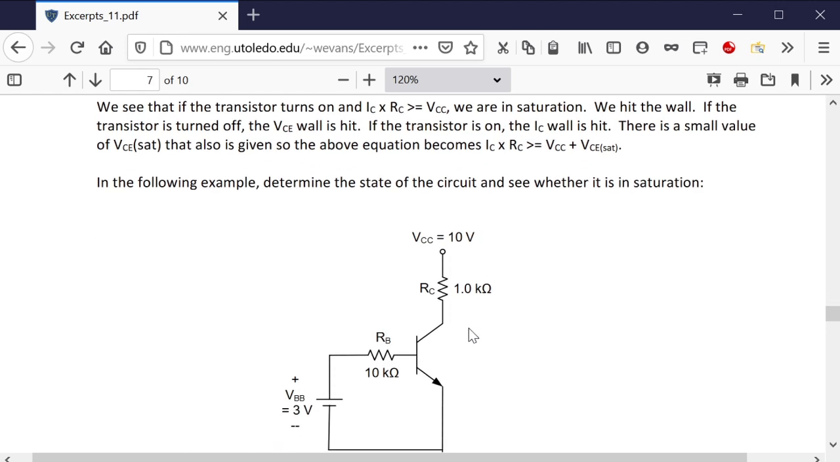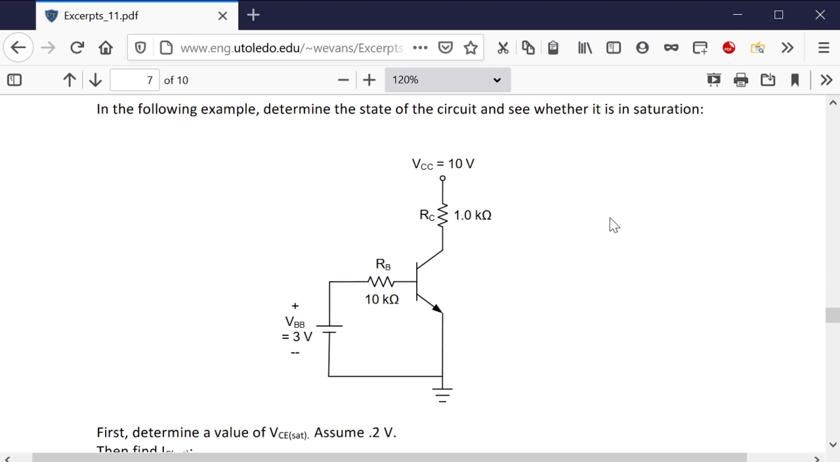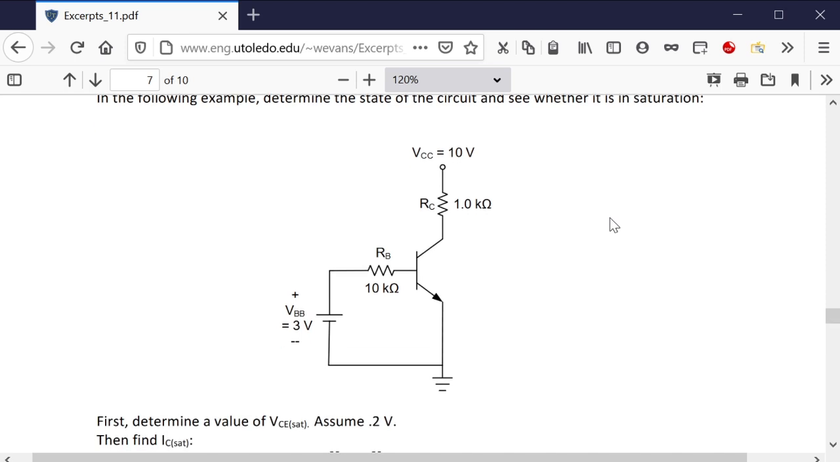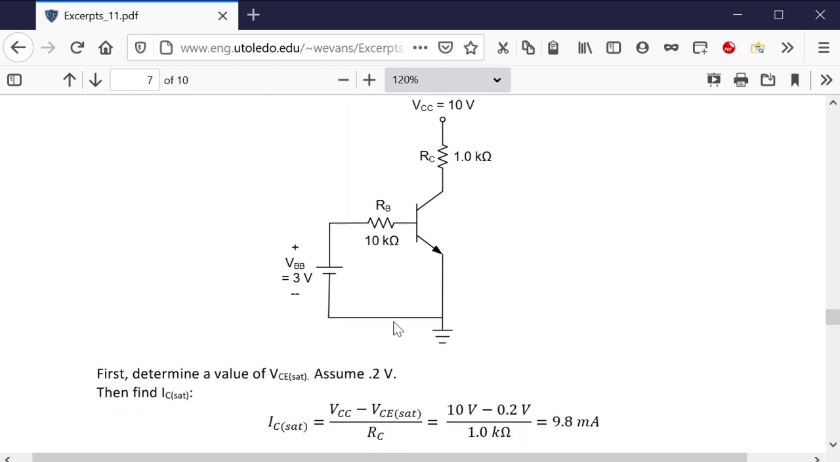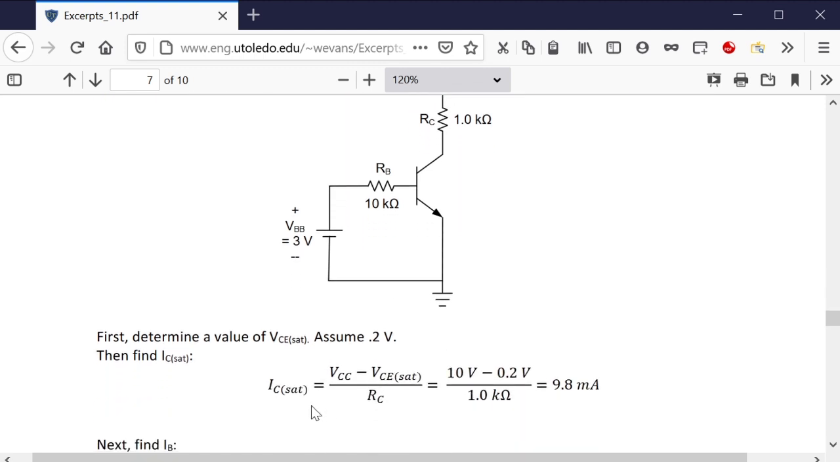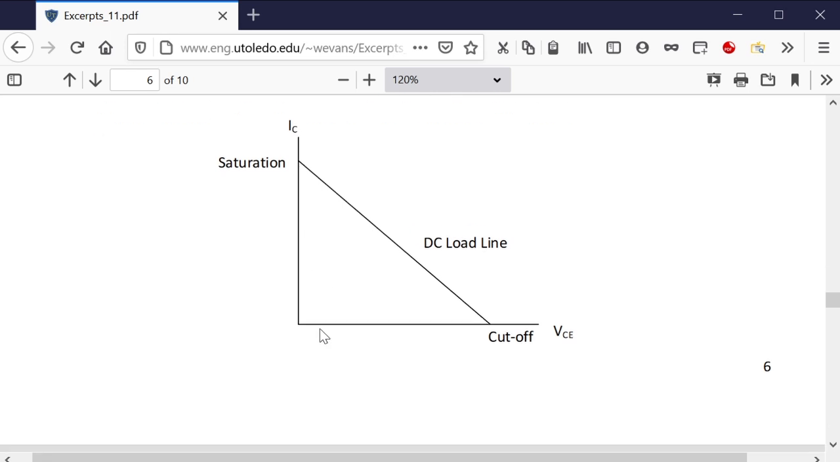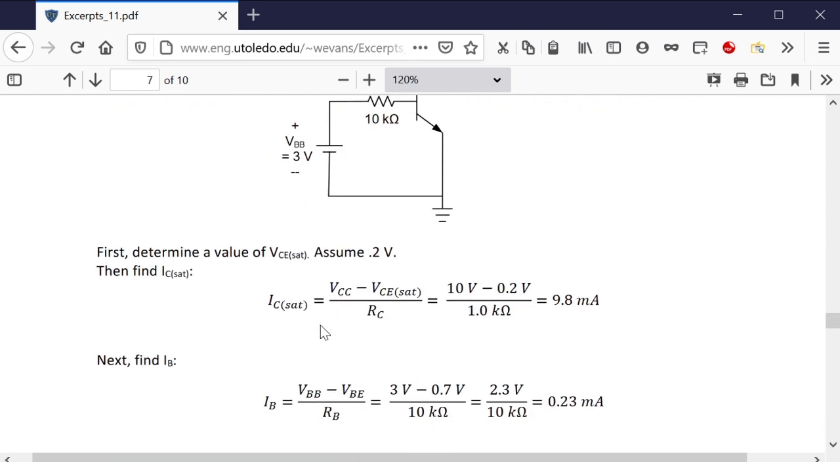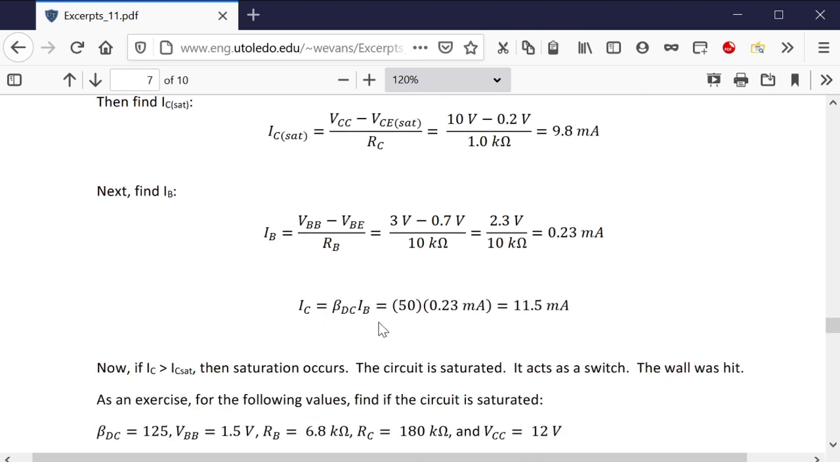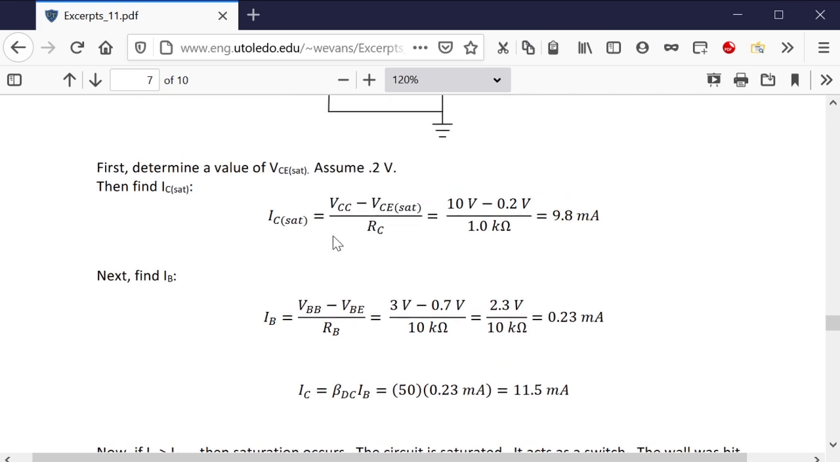So here, we're going to ask the question, determine if the circuit is in saturation or not. Well, you find IC sat. When it's saturated, in other words, when you're along this wall right here, IC is a big number and VCE is a very small number. So what is IC sat? It's VCC minus VCE sat, or 0.2 volts, divided by RC, or 9.8 milliamps.